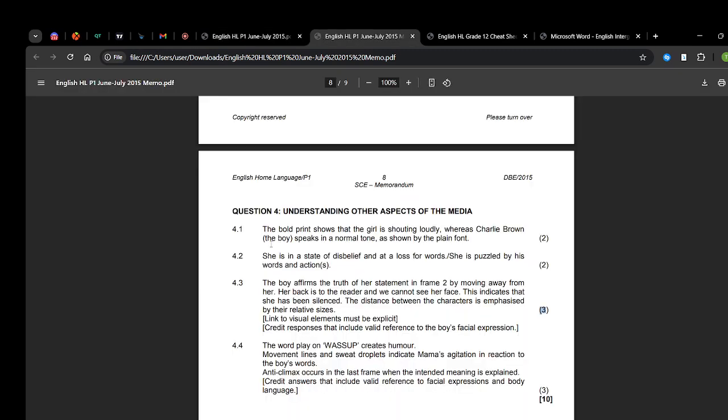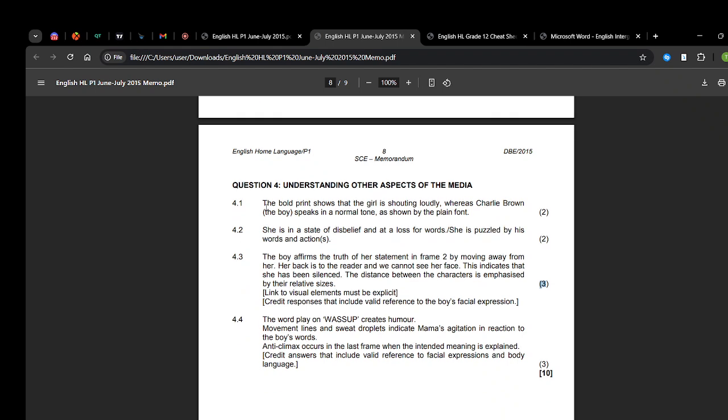So to answer your question properly, we'll be forced to look at the memo, because the way I teach you guys is more on how it relates to everybody. I'm actually taking notes of that so that we can practice these things more, guys. It's a good question. Let's check 4.4 and see how they gave the marks. The word play on WhatsApp creates humor. So like I said, it's a slang term. You could have got marks for that.